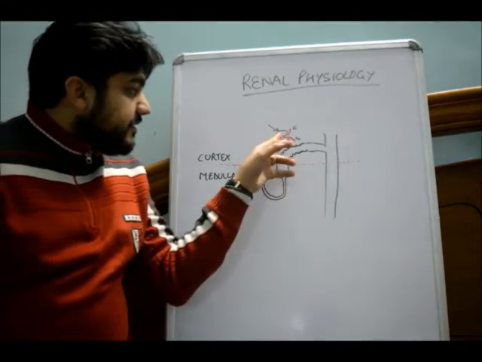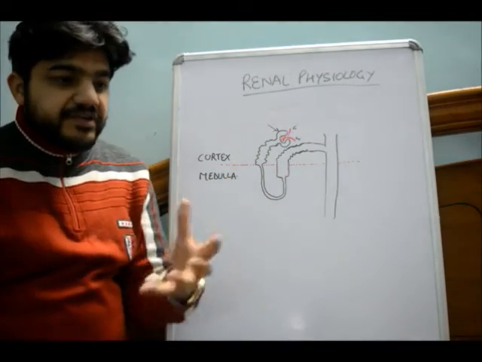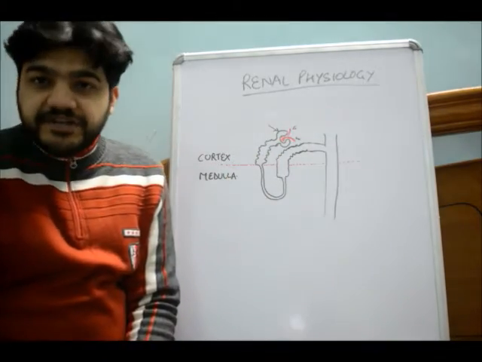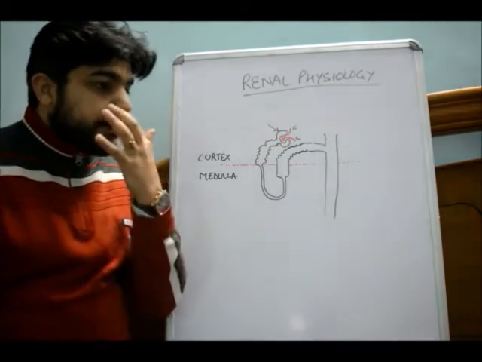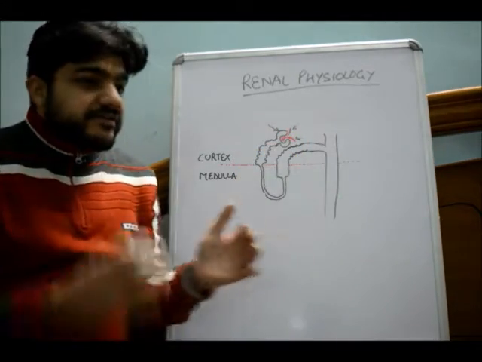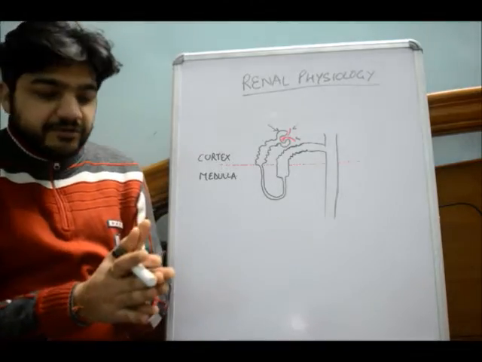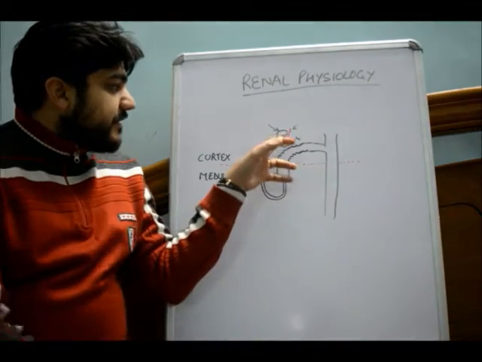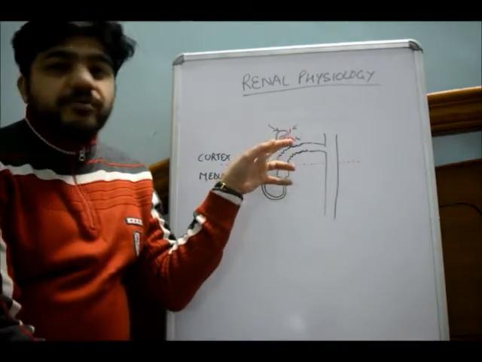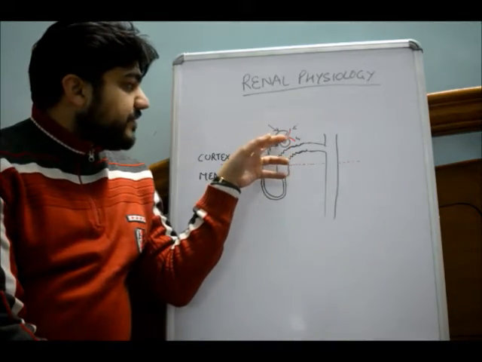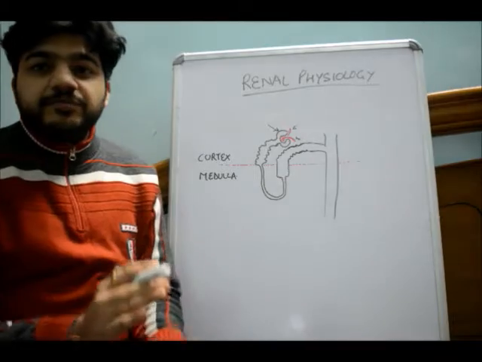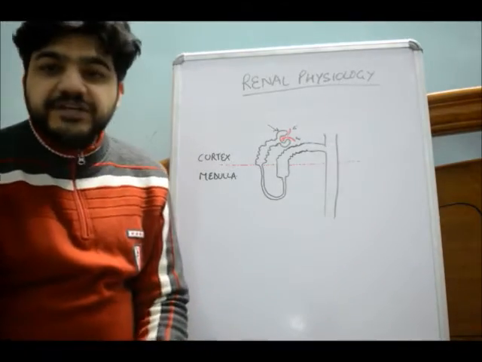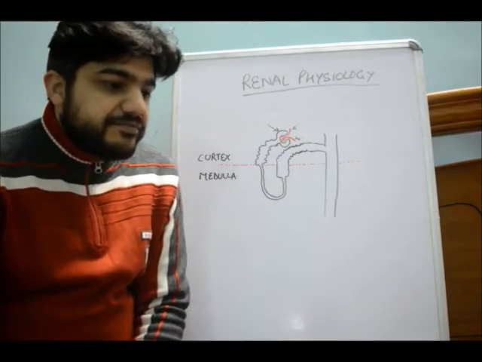And this region here, the glomerulus, as such acts as the filtration unit. So whatever blood comes over here through the afferent arteriole is filtered across the membrane of the capillary and across the membrane of this Bowman's capsule into this tubule. So that is how filtration takes place.